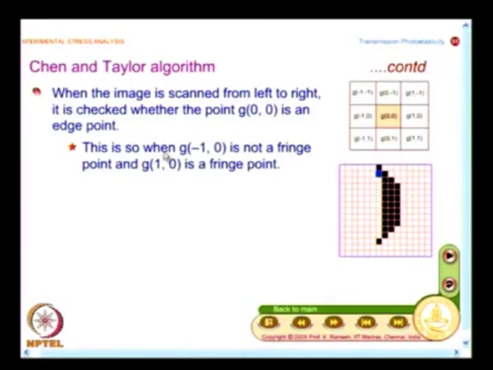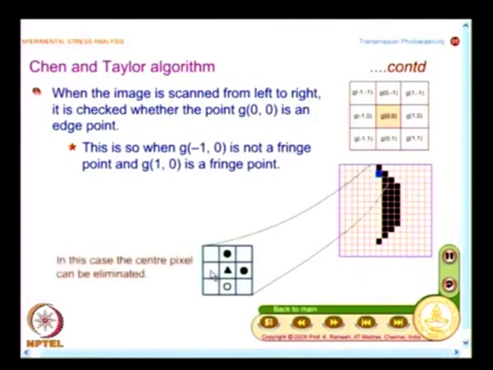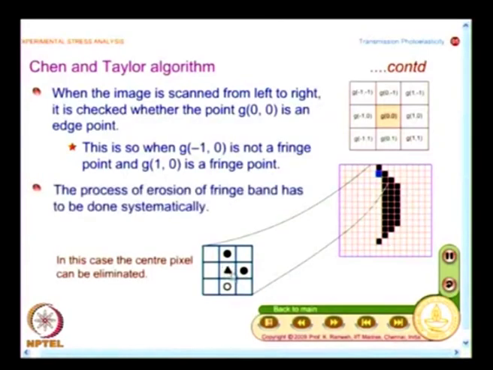And what we want to do is we want to look at G minus 1 is not a fringe point and G 0 is a fringe point. So, this is not a fringe point and this is a fringe point, that is what is pictorially shown. If you look at this mask, you have this pictorially shown, this is not a fringe pixel and this is a fringe pixel. So, I can eliminate this, and when I eliminate it, I still retain a contiguity of the fringe.